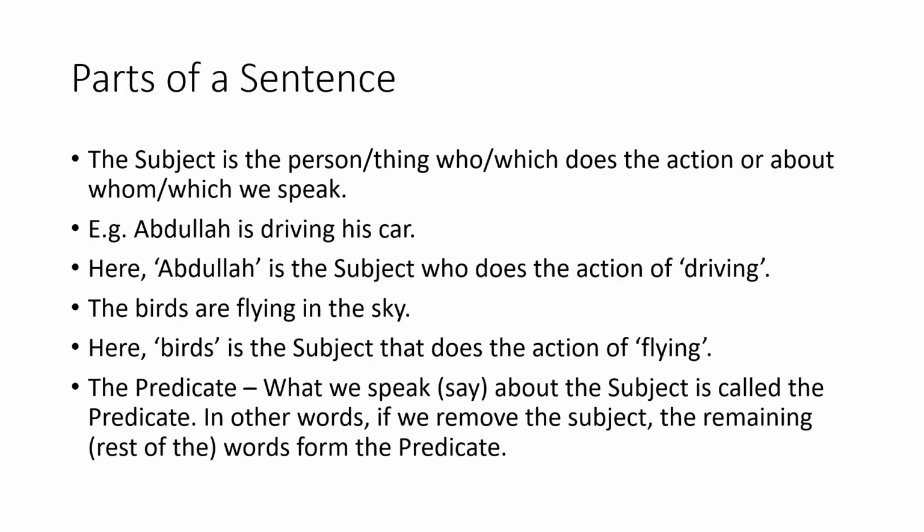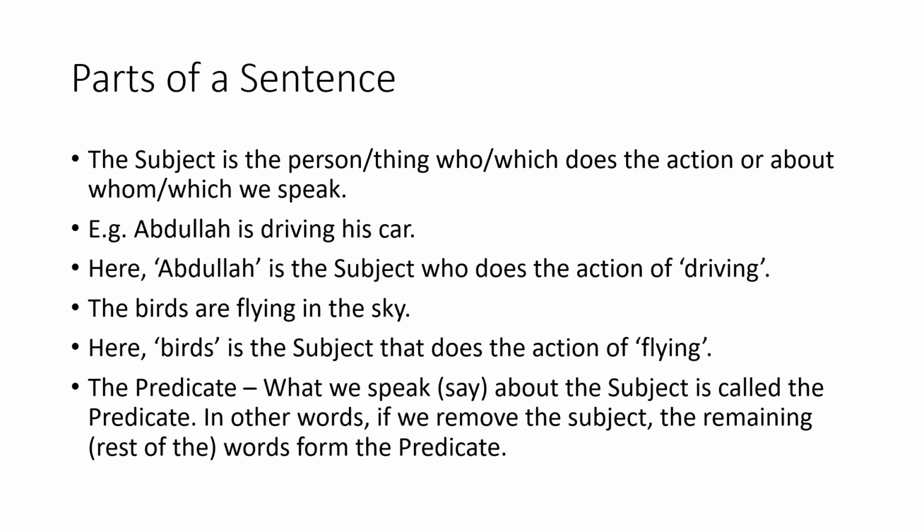Okay. Now, what are the parts of a sentence? There are basically two parts of a sentence: subject and predicate. Okay. The subject is a person or thing who or which does the action, or about whom or which we speak. For example, Abdullah is driving his car. Here, Abdullah is the subject who does the action of driving. And the rest of the part, that is, he's driving his car, is called the predicate.